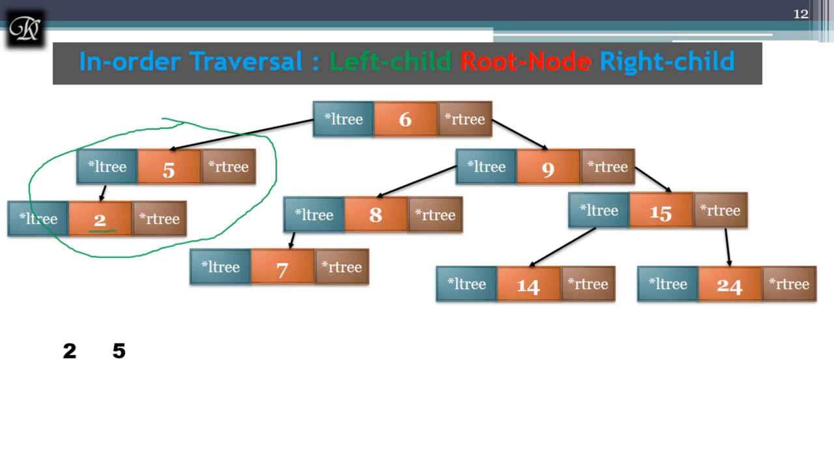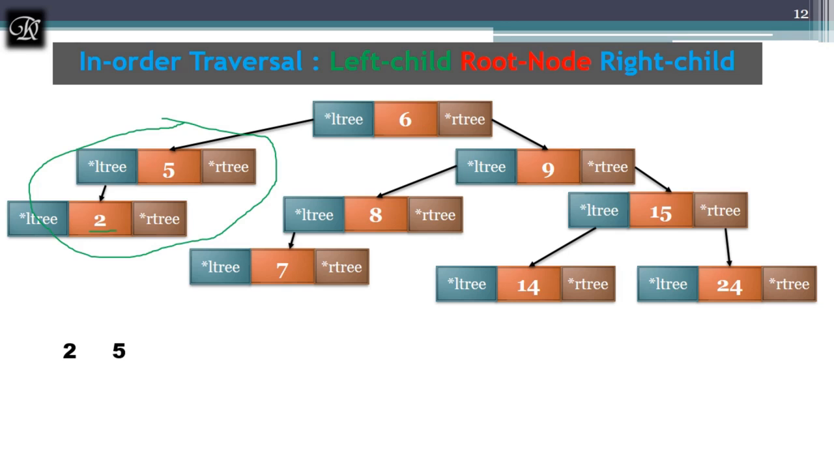See, first go in detail about the left child. Until you visit the leaf node, you have to proceed. Once you have visited the leaf node, print the leaf node and come back, print its root and go to the right child. That is what we did.